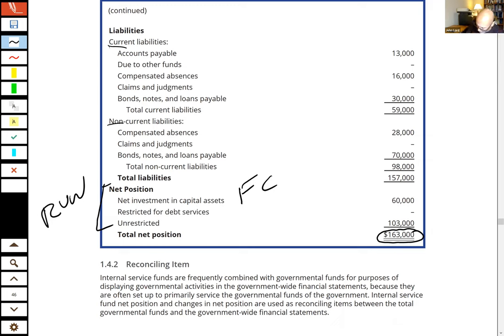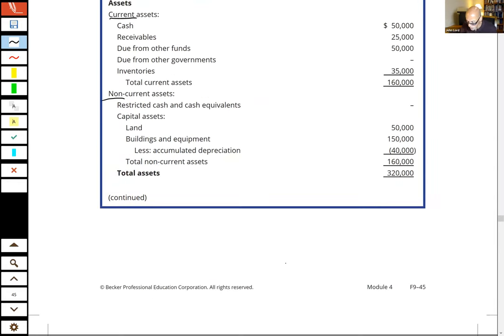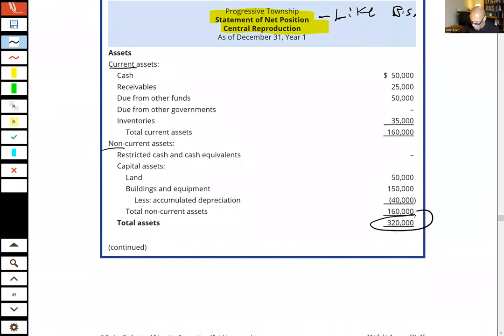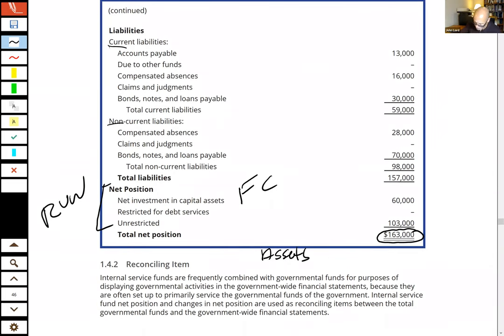Okay, so this is assets. Let's just write in the numbers. I think it's helpful. The assets are what? Total assets are 320. And then we subtract the liabilities. Total liabilities are 157. The difference is going to give us the net position. Net position is 163. And we stop there. We don't add the liabilities and net position together to get them to total up to the total of the assets. I think you know what I'm talking about.